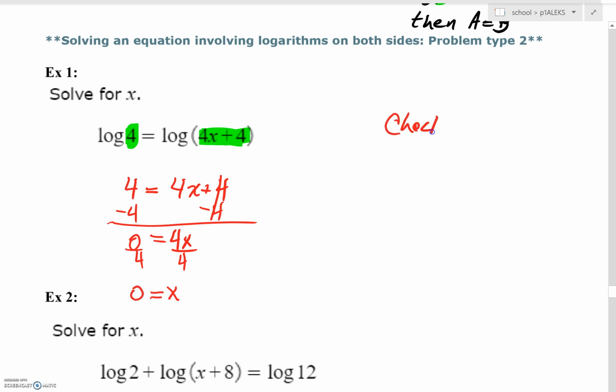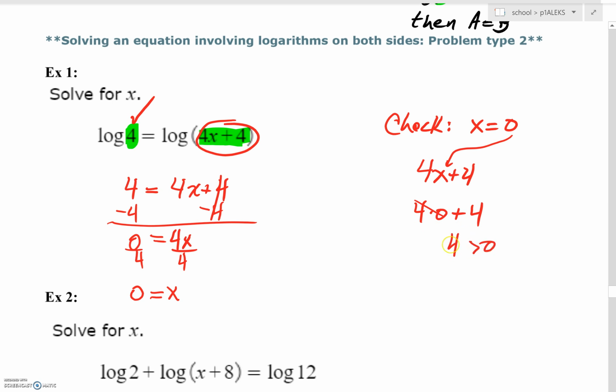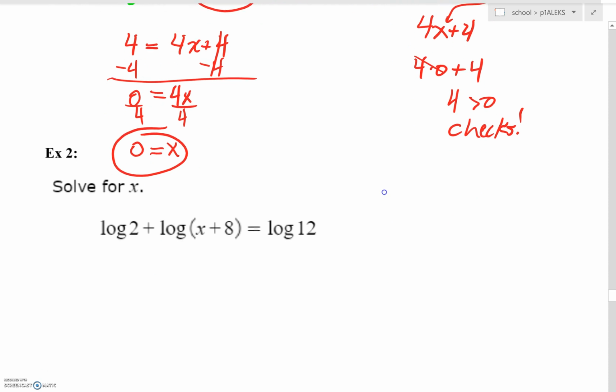But here's our check. Really, what's wonderful is the log on the left, we don't have to be concerned with. It's always positive inside there. It's always a 4. It's this second log with the inside that we're concerned with. When we plug in our 0 here, 4 times 0 is just a 0. We get a 4. In fact, you could even see that the insides literally are equal. It checks. And that is our answer.